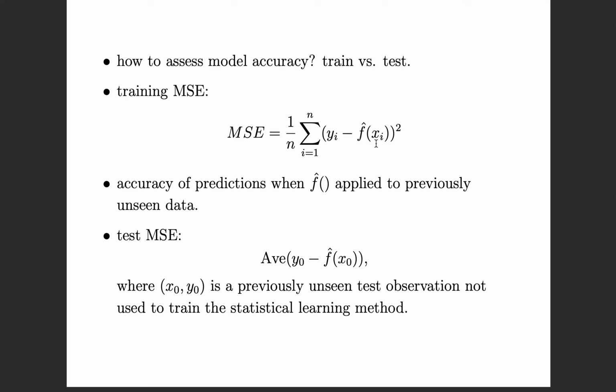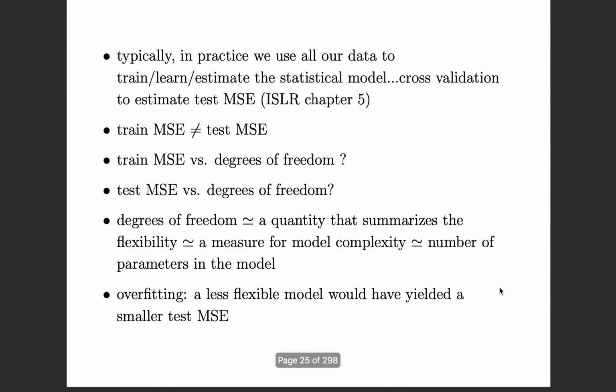As we will see, there is a phenomenon called overfitting, which you may have heard of in the past. Because of overfitting, train error tends to be smaller than test error. Train error tends to become smaller as the degrees of freedom becomes larger. So what are the degrees of freedom? Degrees of freedom is a quantity that summarizes flexibility. It's a measure of model complexity. Roughly speaking, you can think of it as the number of parameters in the model. So if you're doing linear regression, for example, it's the number of predictors.